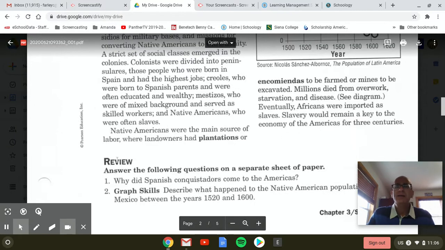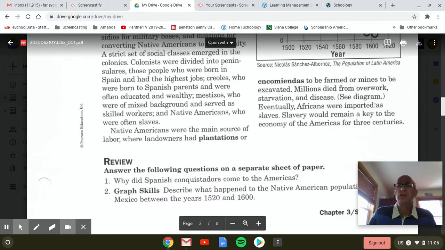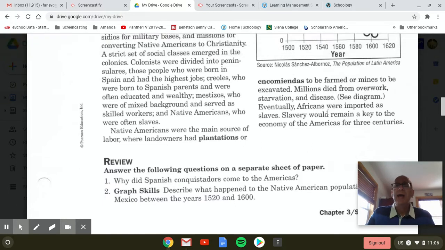Now, that being said, Native Americans were the main source of labor, where landowners had plantations or encomiendas to be farmed or mines to be excavated. Millions of these Native Americans died from overwork, starvation, and disease. We'll talk about that in a moment when we look at the diagram. And eventually, Africans were imported as slaves as well. Slavery would remain a key to the economy of the Americas for 3 centuries.